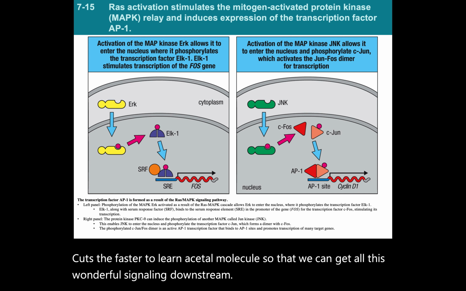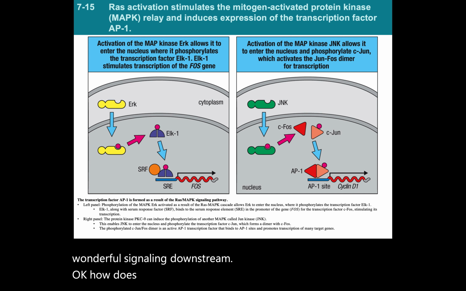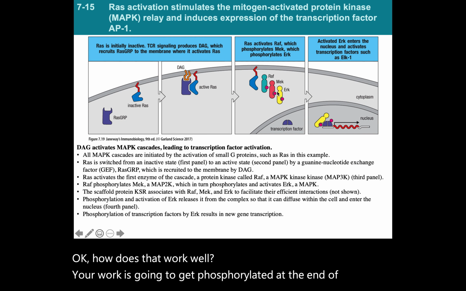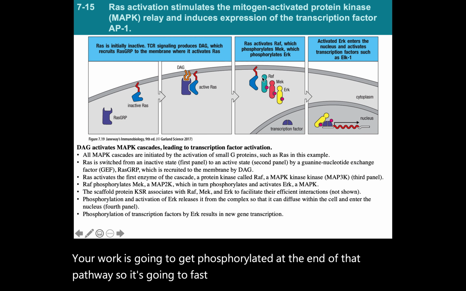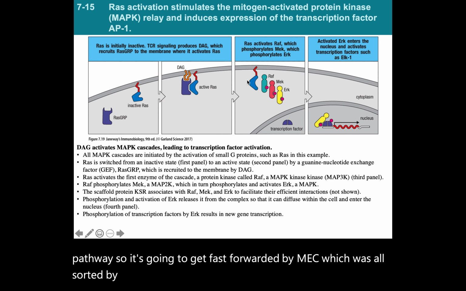Okay. How does that work? Well, your ERK is going to get phosphorylated at the end of that pathway. So it's going to get phosphorylated by MEK, which was phosphorylated by RAF, which was phosphorylated by RAS. So RAS, RAF, MEK, ERK.